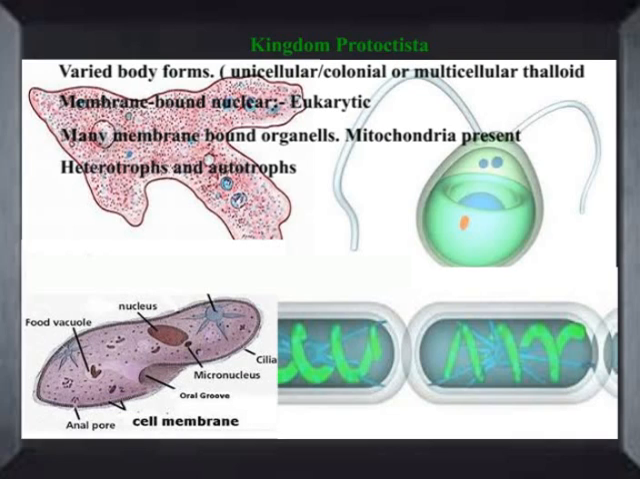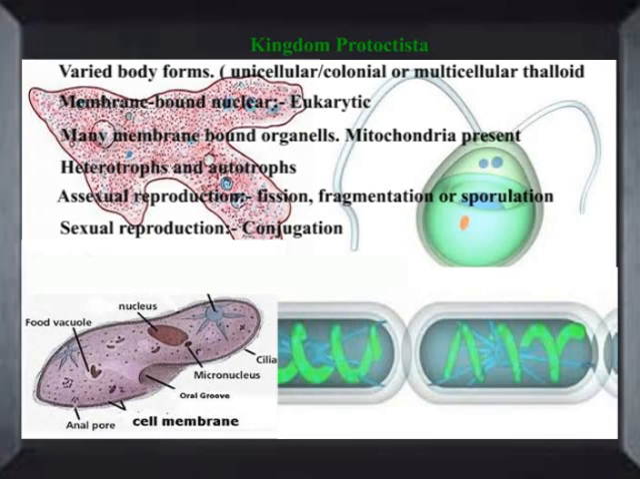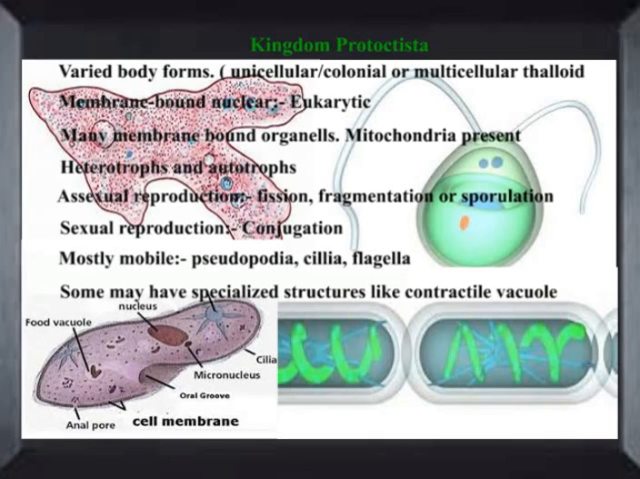Some are heterotrophic, while others are autotrophic. Reproduction in Kingdom Protoctista is mainly asexual by binary fission, fragmentation, or sporulation. However, under special conditions, some reproduce sexually by conjugation. Most Protoctista are mobile, moving by means of pseudopodia, cilia, or flagella. Some are, however, sessile. Some of them may have specialized structures that perform specific functions, for example, a contractile vacuole for osmoregulation.